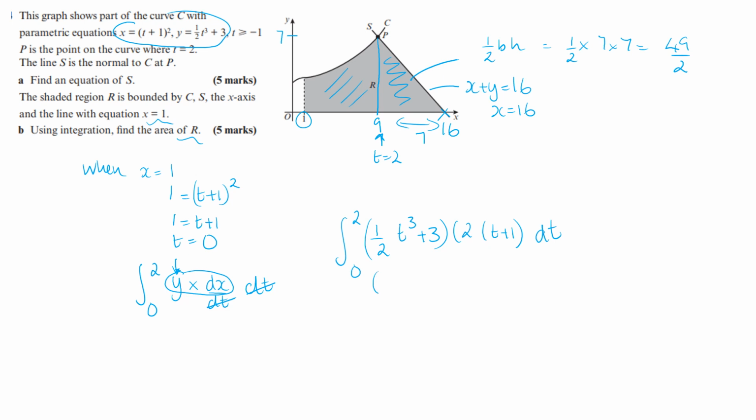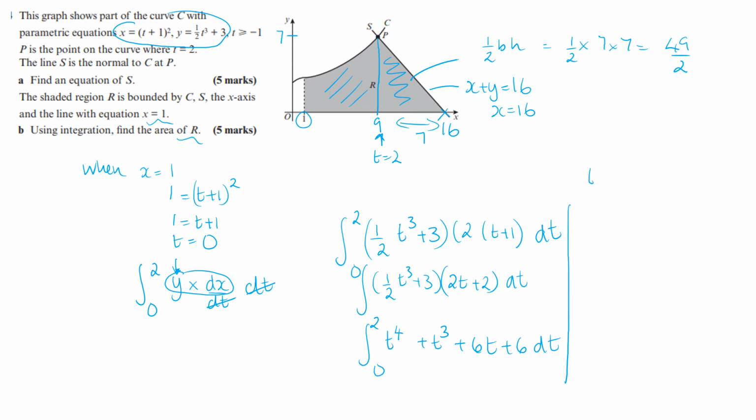So let's sort this all out. We've got half t cubed plus 3, and then we've got 2t plus 2. So let's multiply out this bracket. So it's going to be half t cubed times 2t, so that will just be t to the 4 plus t cubed plus 6t plus 6. Haven't integrated yet. I'm still going between 0 and 2. So I now need to integrate t to the 5 over 5 plus t to the 4 over 4 plus 6t squared over 2 plus 6t. I'm going between 0 and 2.